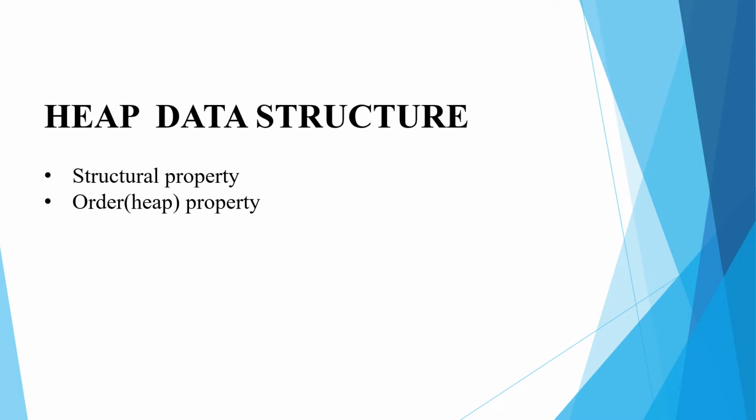Heap data structure. A heap is a nearly complete binary tree with the following two properties. Structural property. All levels are full except possibly the last one, which is filled from left to right. Order or heap property. For any node x, parent of x is greater than or equal to x. From the heap property, it follows that the root is the maximum element of the heap.